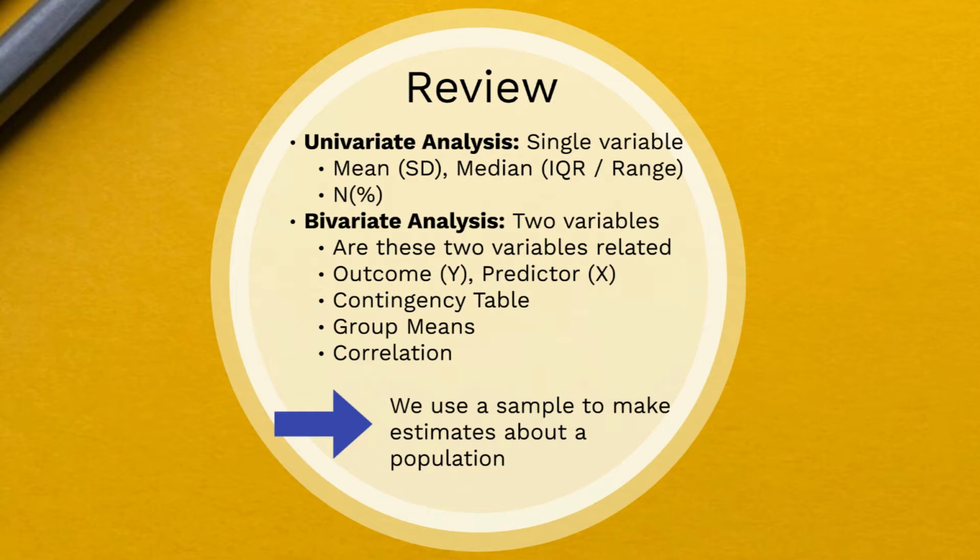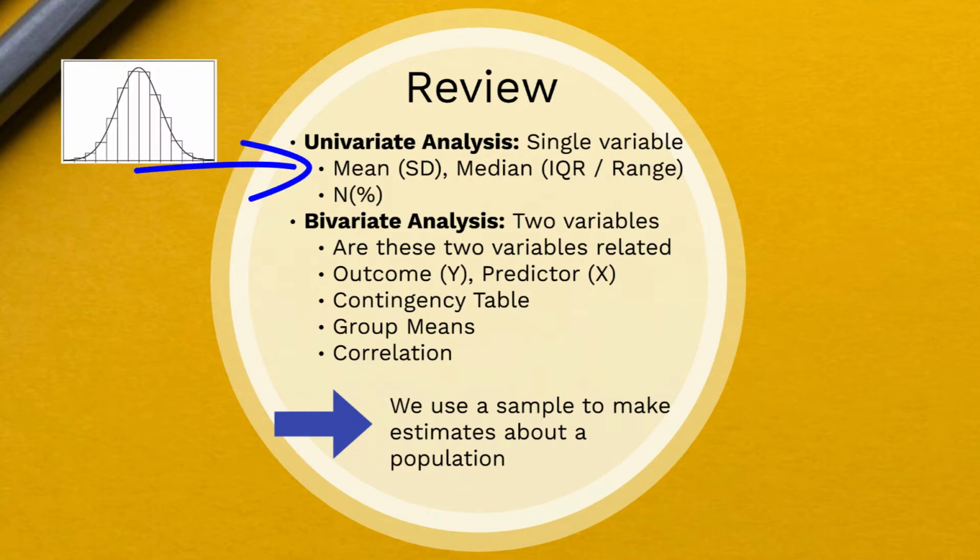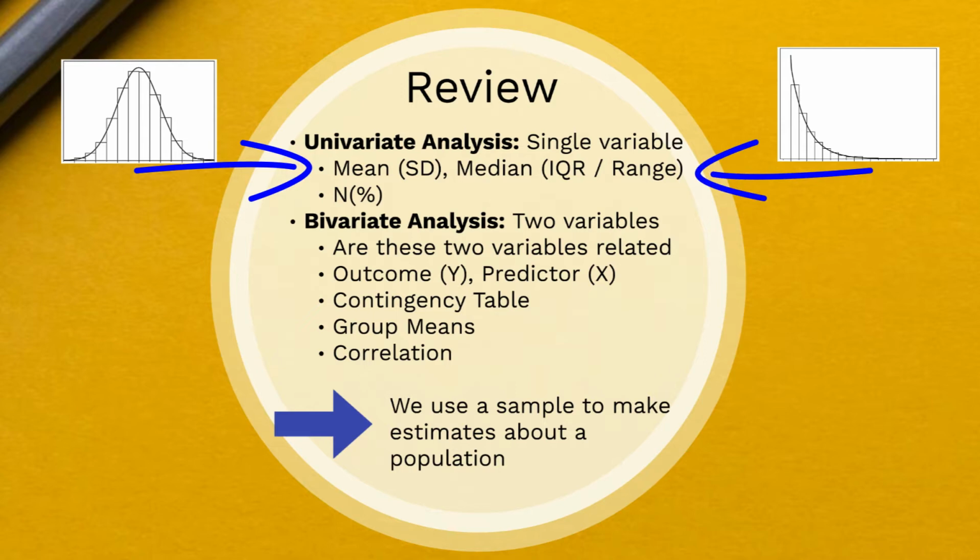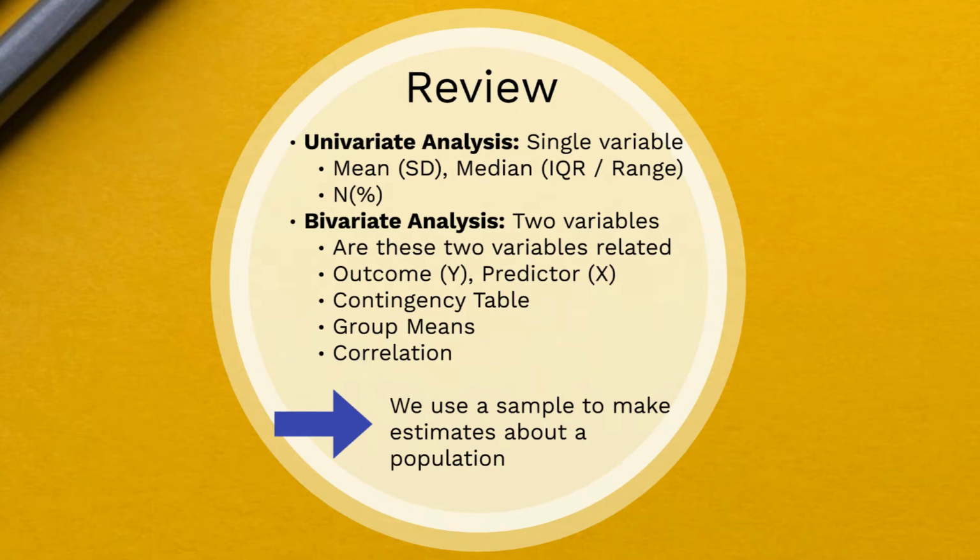For continuous variables, you'll summarize with a mean and standard deviation, or a median and IQR, or median and range, depending upon the distribution or the shape of the variable. If it is symmetric, that will be the mean and standard deviation. If it is skewed, you'll use the median and either the IQR or the range. If you're looking at categorical variables, you report n and percent for each level of response for that categorical variable.